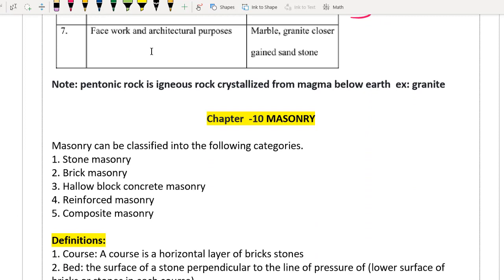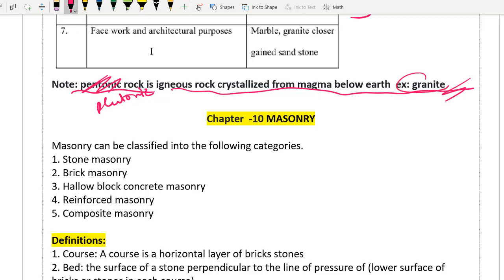I have given a note here. It is not pentonic, it is plutonic, plutonic. Please do correct it. Plutonic rock. It is igneous rock crystallized from magma below our earth surface. For example, granite. Okay, it is nothing but our intrusive rocks. Okay, so this is the end of this topic.